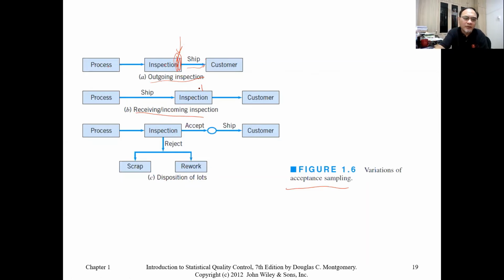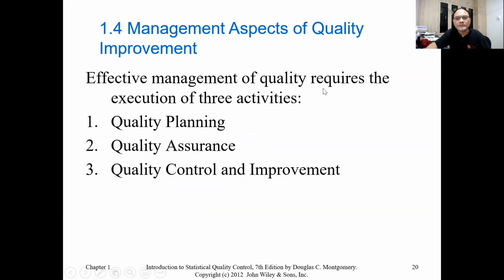This is a typical disposition of lots. That means you do inspection. The rejected lots, either you scrap them or you rework them. Those accepted will be shipped or used. So acceptance sampling can be used in many situations. It's widely used. Formerly, I've seen this application in the electronic industry.